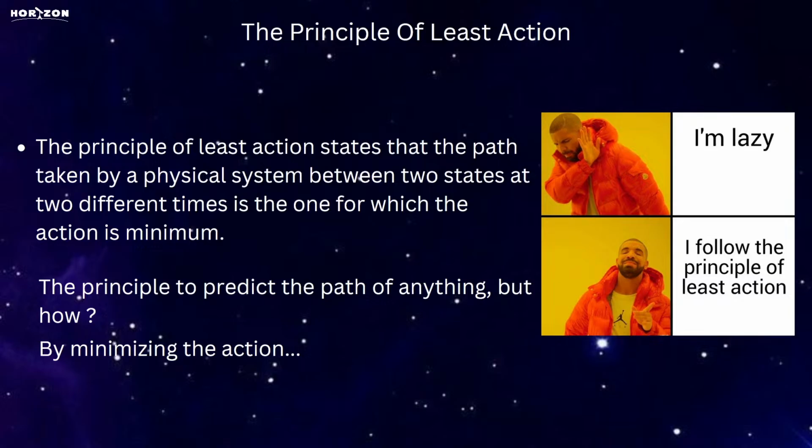The principle of least action states that the path taken by a physical system between two states at two different times is the one for which action is minimum. Now, as I have said, we can find the path of objects with this, but how? Well, by just extremizing action to be the minimum, for which I would first have to teach you about variational calculus and how to extremize a function with it.